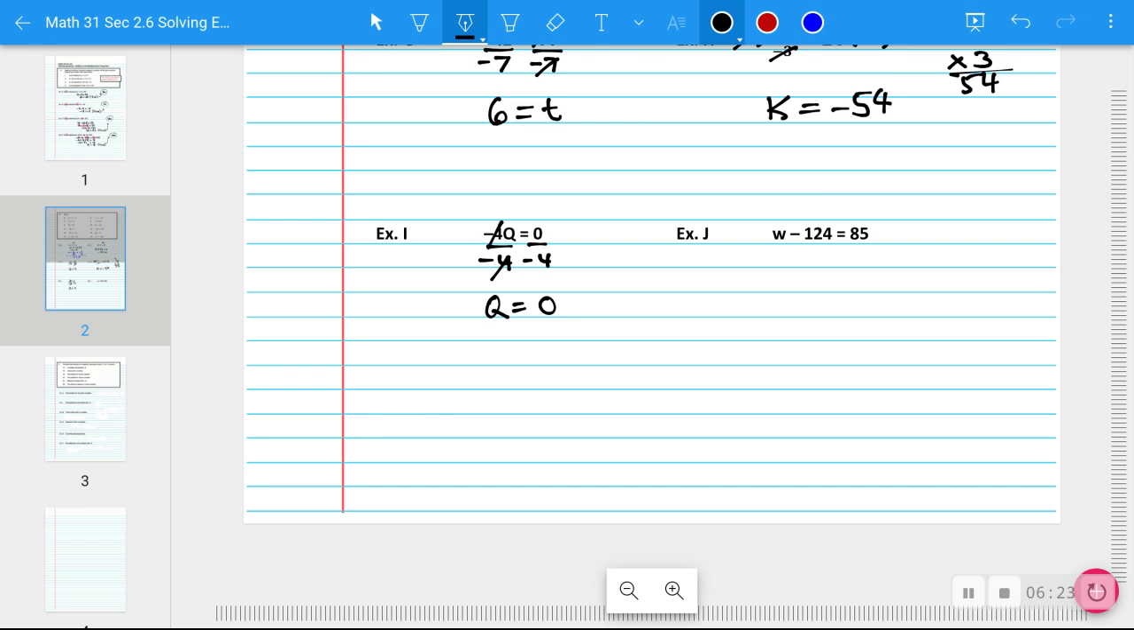Okay, on example J, we're going to add 124 to both sides, which makes it simply disappear on that side. It's as if a minus on one side becomes a plus on the other. That's a very efficient way to get this done, and that's what I'm going to have you guys doing. And now let's just off to the side do some ciphering here. 124 plus 85 is 209. So there's our solution, 209.